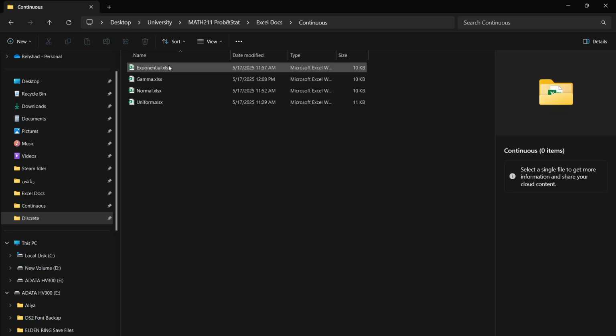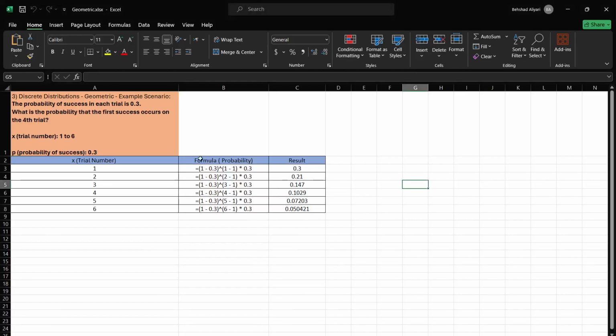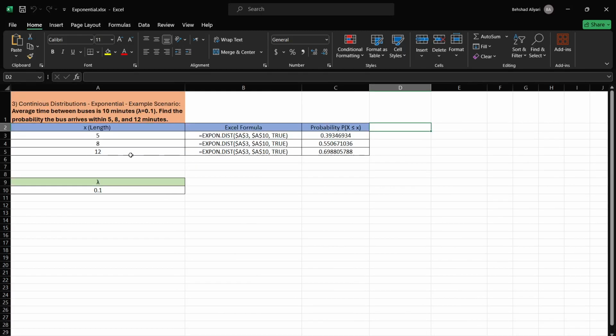Now let's talk about some continuous distributions. Right here, we have a question for continuous distribution exponential. Let's say we want to find the average time between buses, which is 10 minutes, and the lambda is 0.1. We need to find the probability that the bus arrives between 5, 8, and 12 minutes.